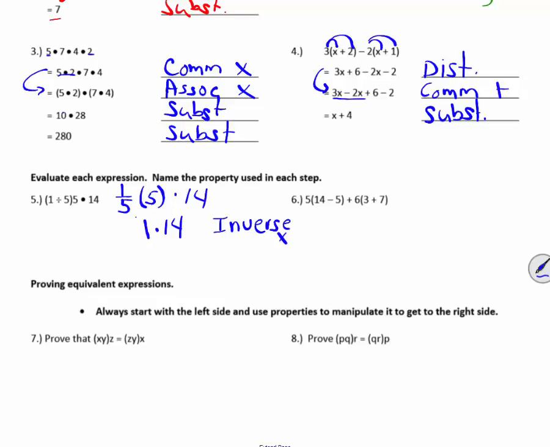Now I'm going to do 1 times 14. Well, I know my answer is 14. This is the identity. Whenever I multiply anything by 1, it's the identity for multiplication.